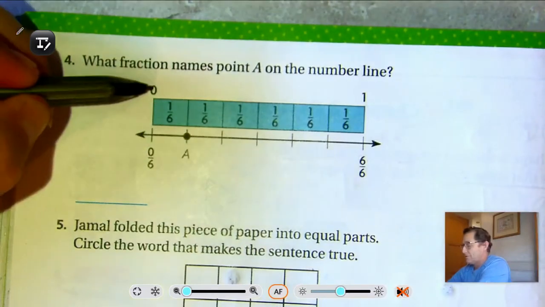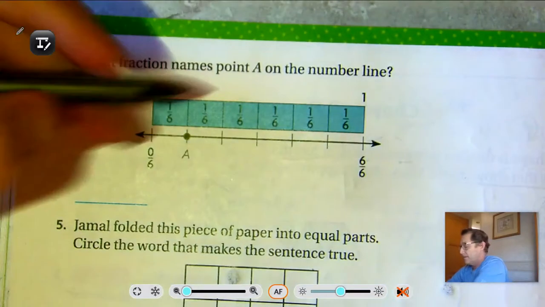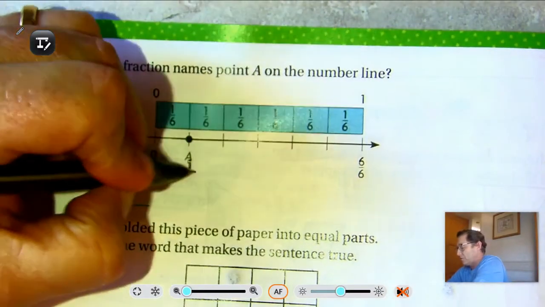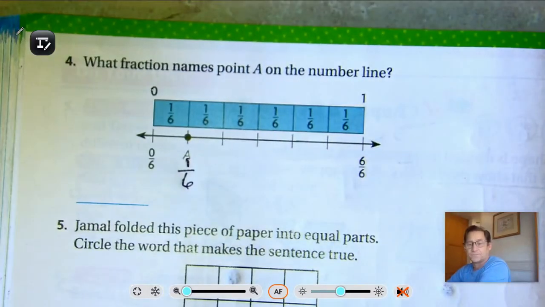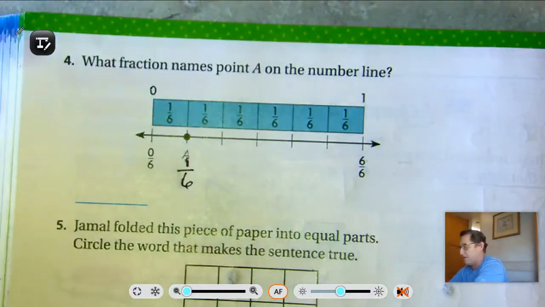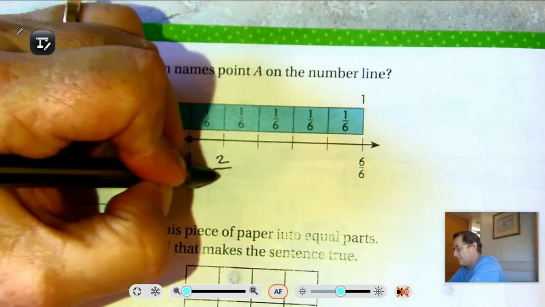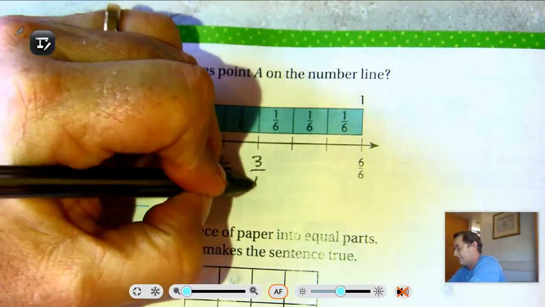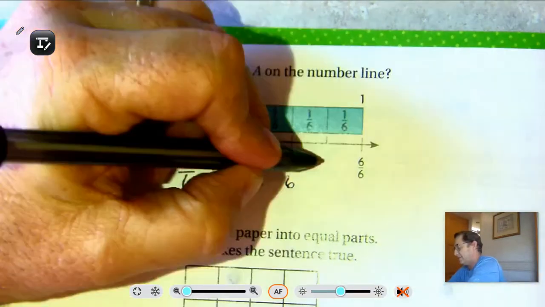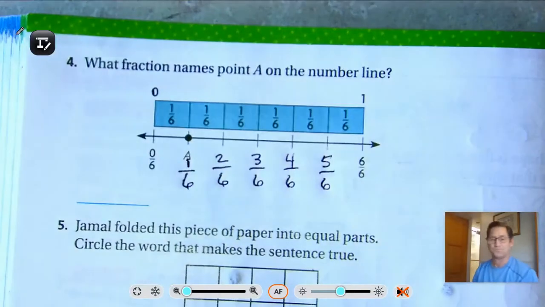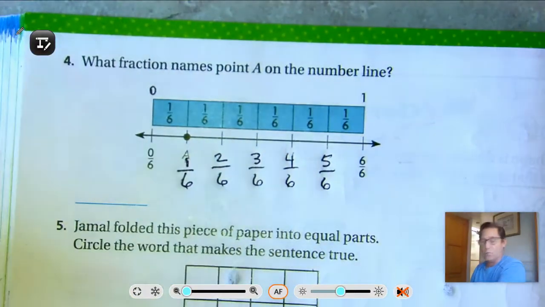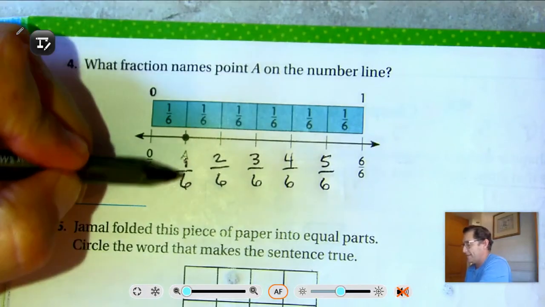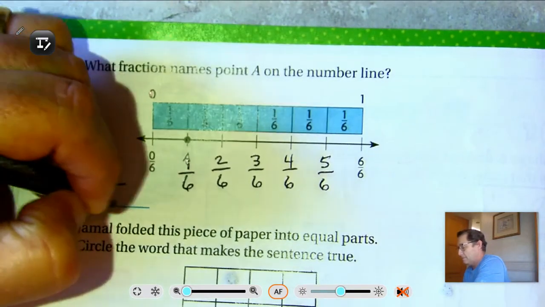So when I'm at 0, I'm at 0/6. After 0/6, I would go to 1/6. And now I would just keep increasing by 1. So 1/6, 2/6, 3/6, 4/6, 5/6. And it wants to know point A. Well, point A is at 1/6.